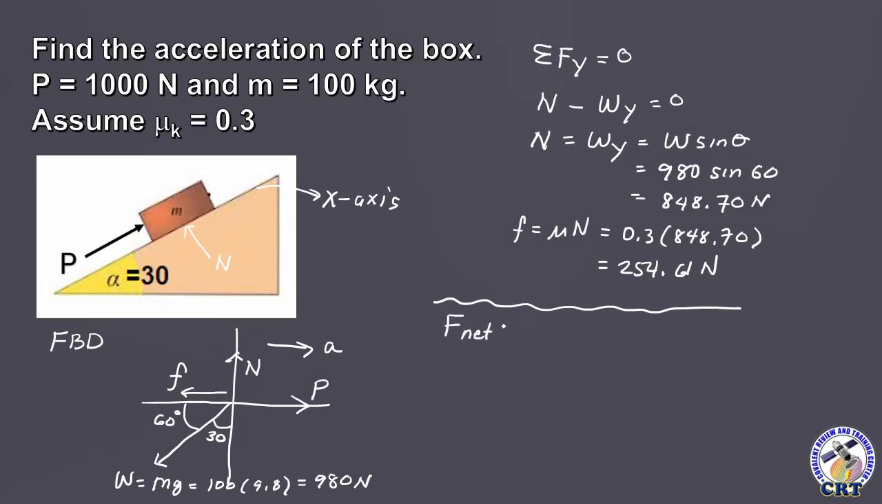Again, F net equals mass times acceleration. For the F net, considering the direction of acceleration to the right, therefore all forces to the right are positive. So let's begin with P. P is to the right, so positive P. F is to the left, so negative F. And the Wx is also to the left, so minus Wx equals ma.